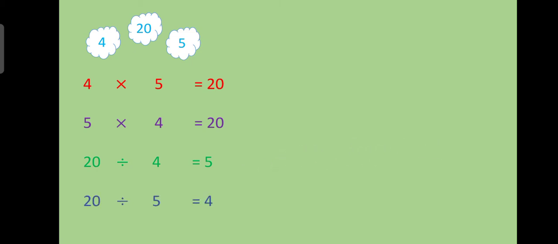Now we have these numbers 4, 20, 5. Arrange them in a multiplication equation. I will start with any of the small numbers. 4 by 5 is equal to 20. Or 5 by 4 is equal to 20. If we need to arrange them in a division equation, I will start with the big. 20 divided by 4 equals 5. Or 20 divided by 5 equals 4.